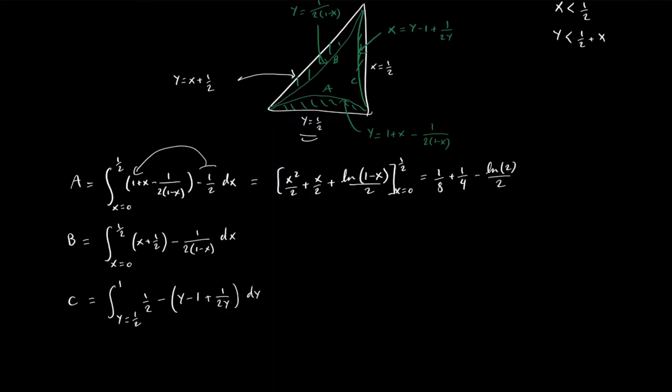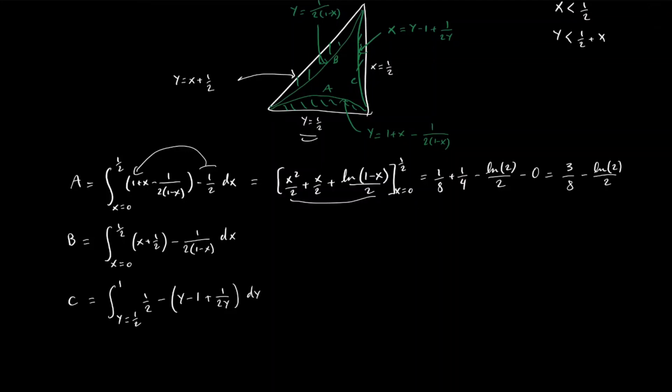And finally, when this expression over here is evaluated in 0, we have the x squared that is equal to 0, x that is equal to 0, and logarithm of 1 minus 0, which is equal to 0. So everything is equal to 0 when evaluated in 0. So at the end, the integral A is equal to 3 divided by 8 minus the logarithm of 2 divided by 2.